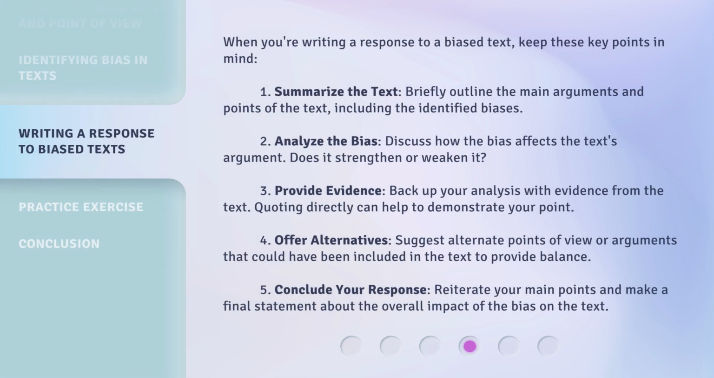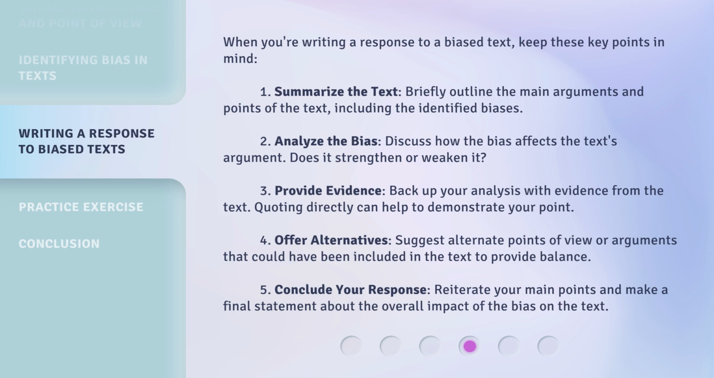When you're writing a response to a biased text, keep these key points in mind. 1. Summarize the text. Briefly outline the main arguments and points of the text, including the identified biases. 2. Analyze the bias. Discuss how the bias affects the text's argument. Does it strengthen or weaken it? 3. Provide evidence. Back up your analysis with evidence from the text. Quoting directly can help to demonstrate your point.